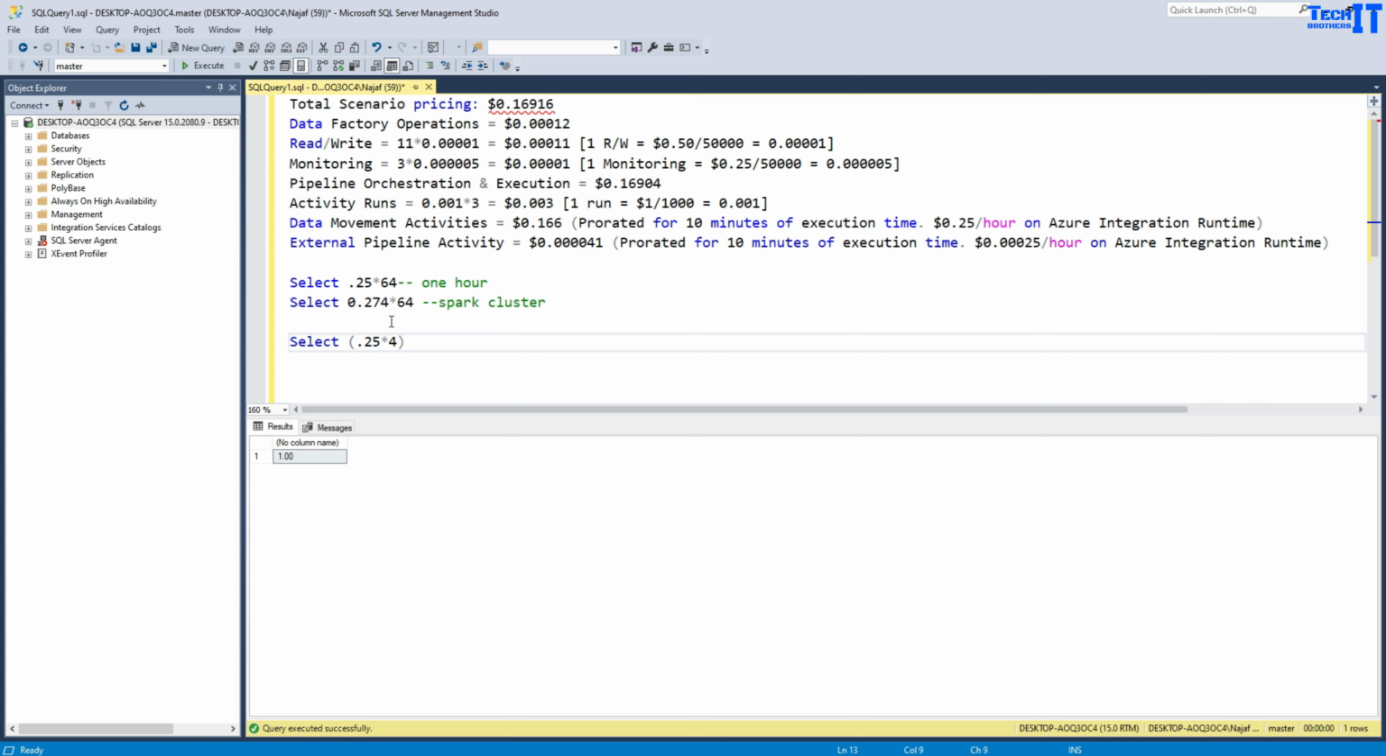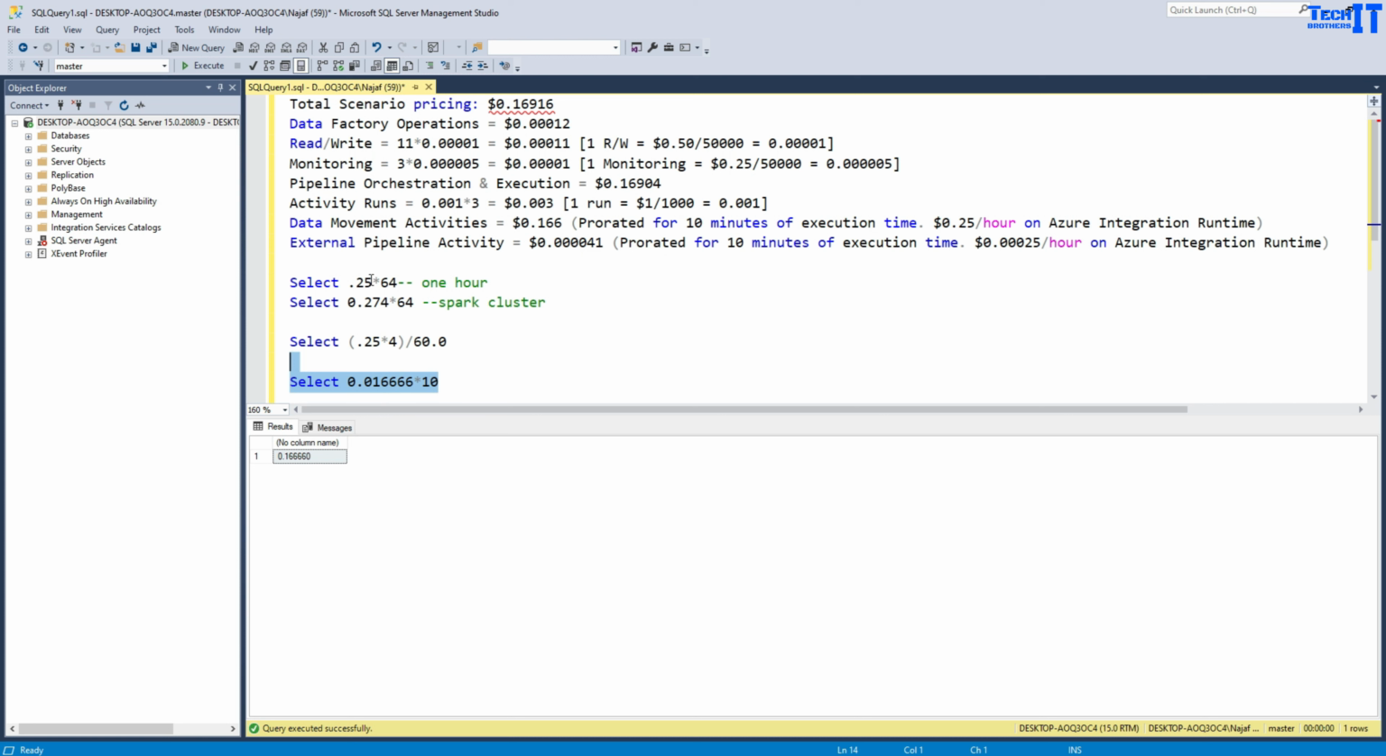So you have divided by 60. That will give you per minute. So now you have this rate, and then what you did, you multiplied this number by 10 because you ran for 10 minutes. Okay, and that's what you got, 166.